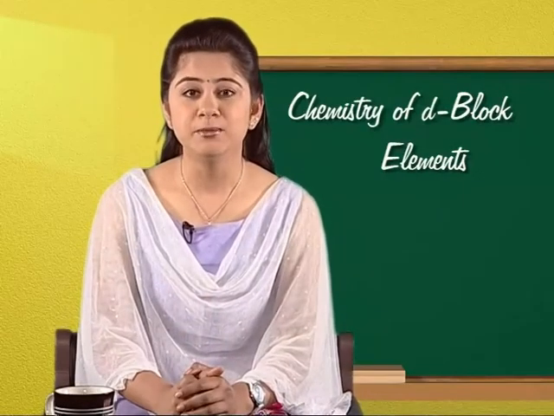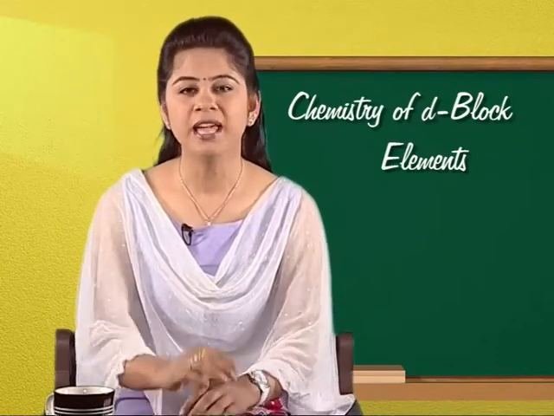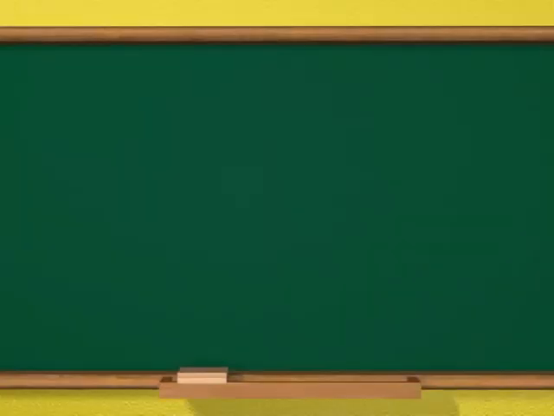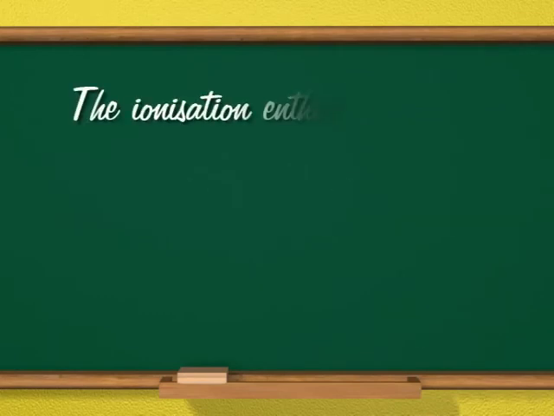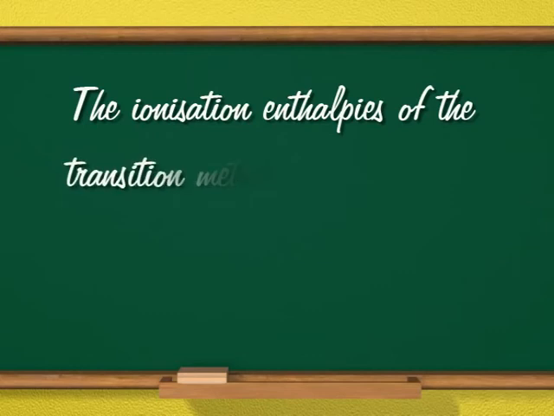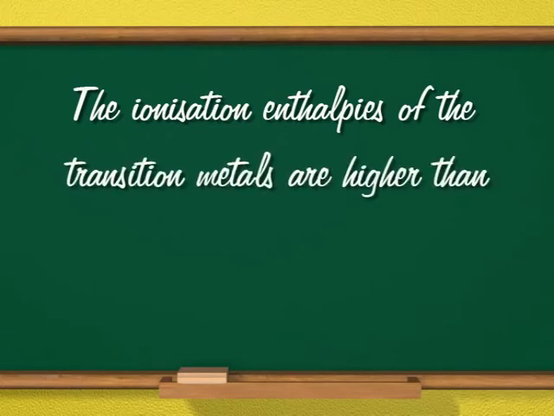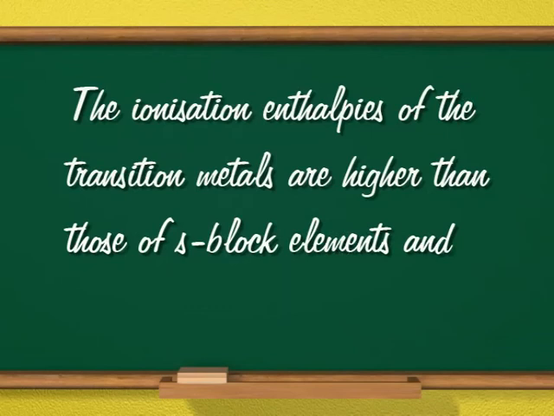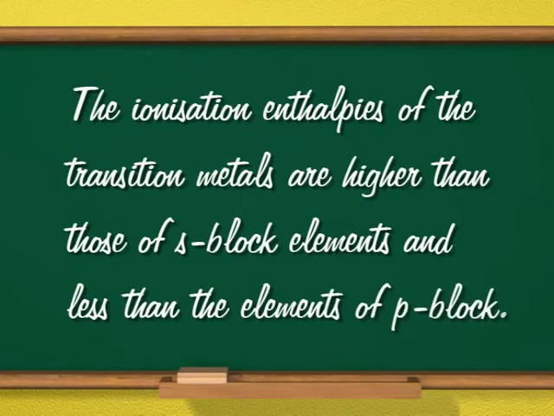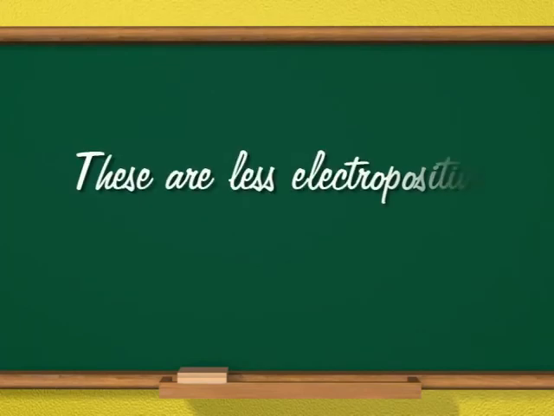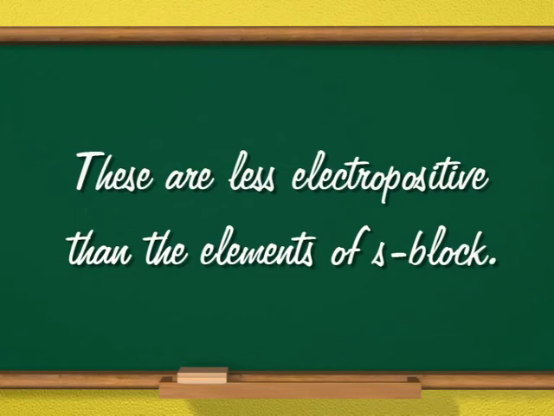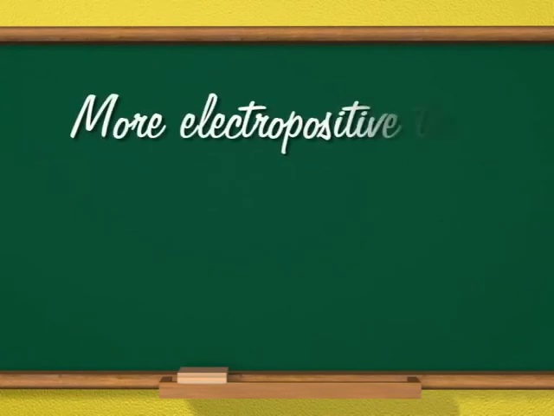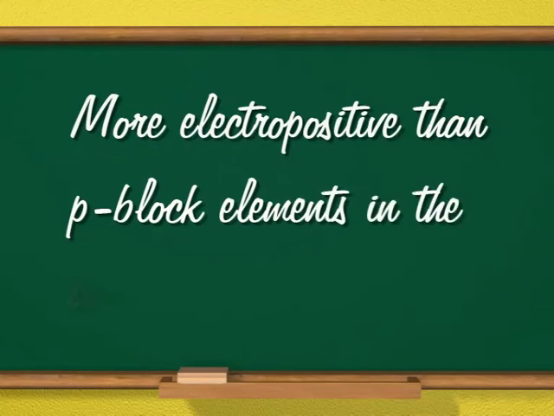Let us take another characteristic of d block elements, ionization enthalpies. The ionization enthalpies of the transition metals are higher than those of s block elements and less than the elements of p block. Thus, these are less electropositive than the elements of s block, at the same time more electropositive than p block elements in the same period.